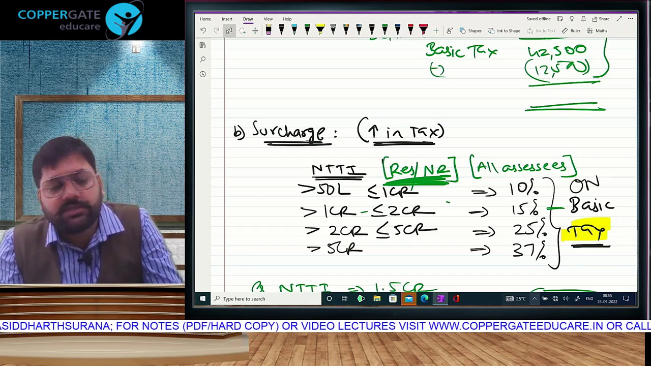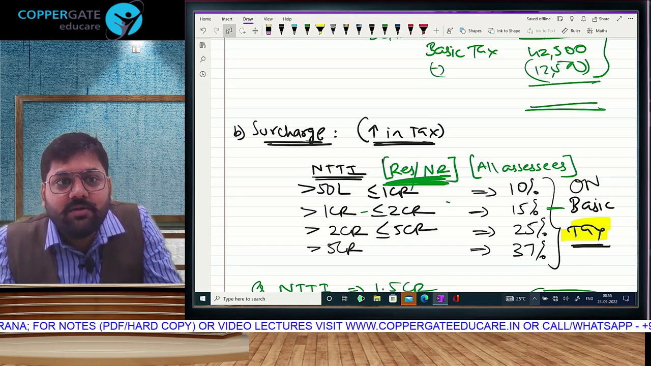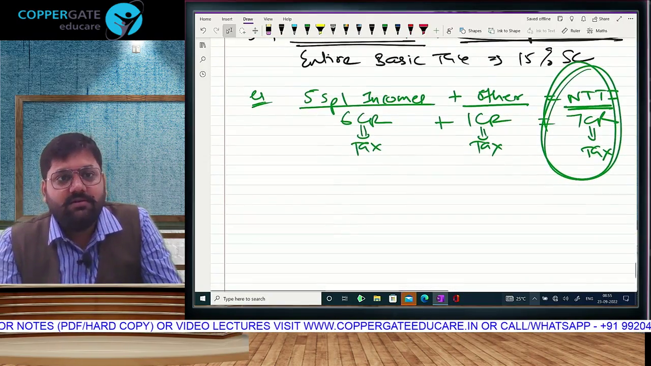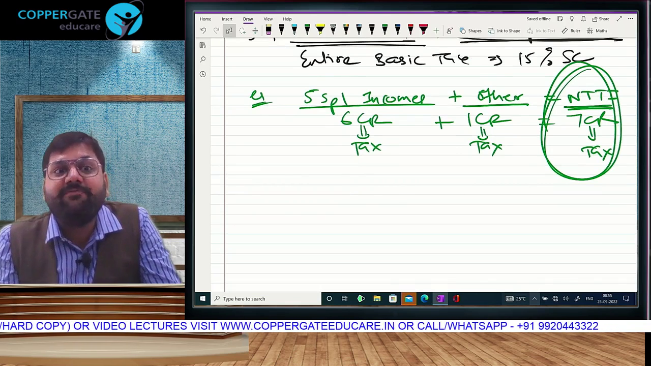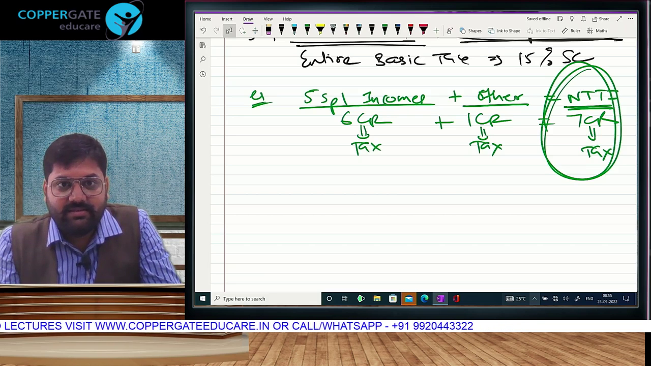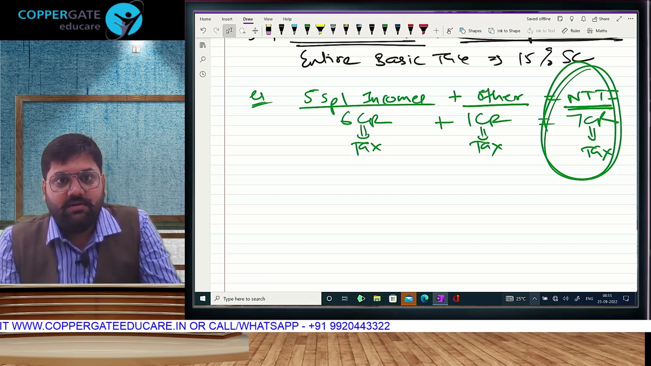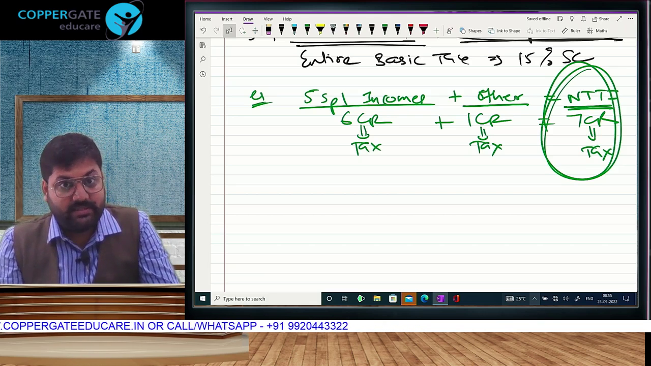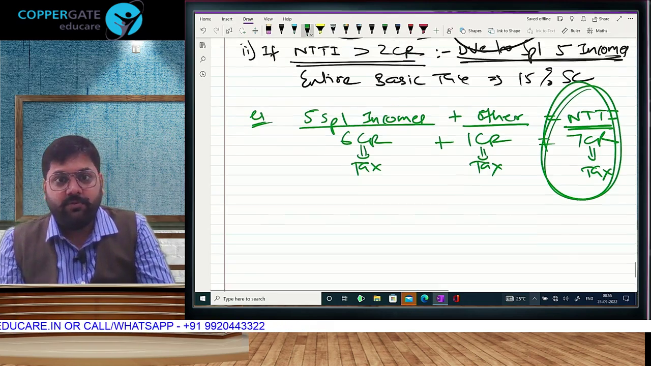Which surcharge rate applies? 37% because the income is 7 crore. But wait, do I have special incomes? Yes. My income is crossing 2 crore rupees only because of these special incomes. I'll prove it to you.